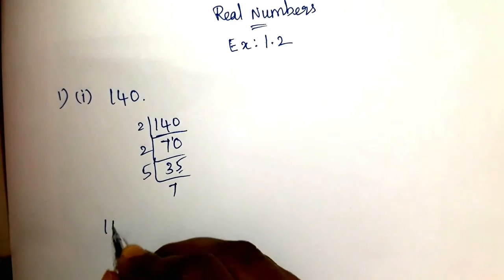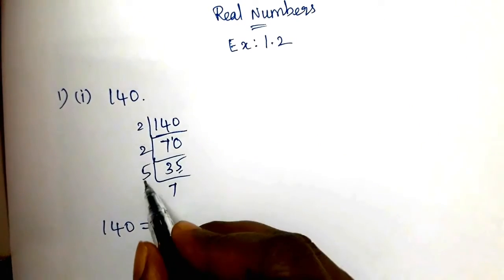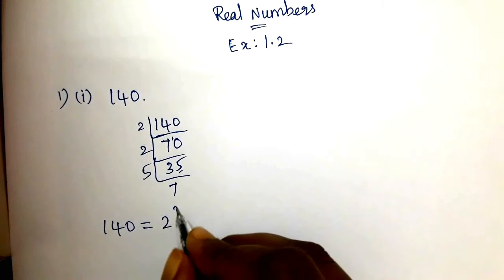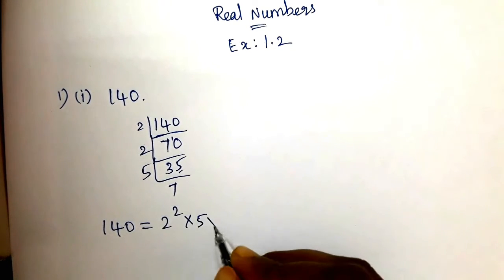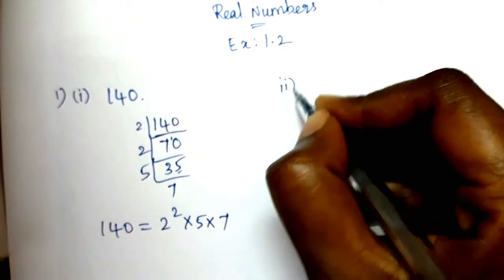Now this 140 can be written as 2 into 2 into 5 into 7. Here 2 appears 2 times, so 2 square into 5 into 7. Next move on to the second question: 156.